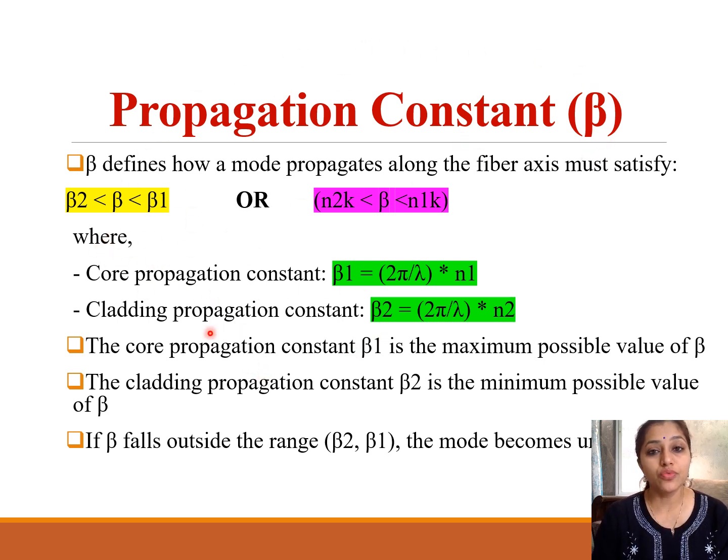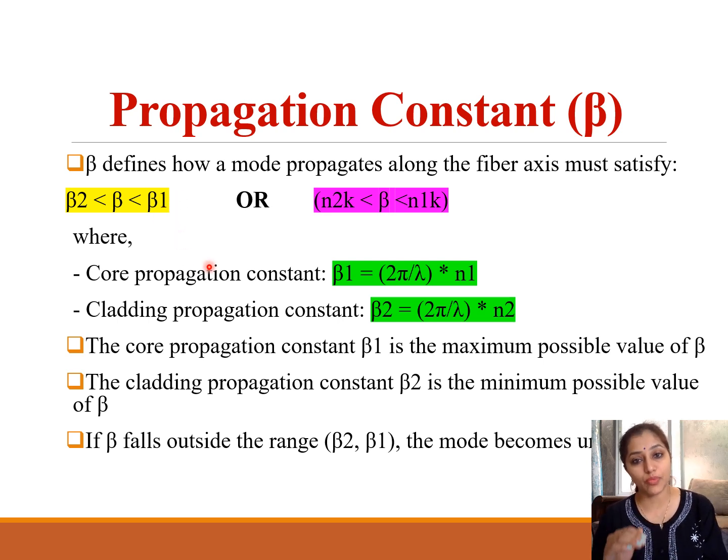To propagate light through an optical fiber, the condition is that beta, the propagation constant, must be less than beta 1 and greater than beta 2. It means the propagation constant must be greater than the propagation constant of the cladding. Beta 2 stands for 2 pi by lambda into N2, where lambda is the wavelength and N2 is the refractive index of the cladding. So the propagation constant must be greater than the cladding's propagation constant, and less than the core's propagation constant. You need to remember the condition.